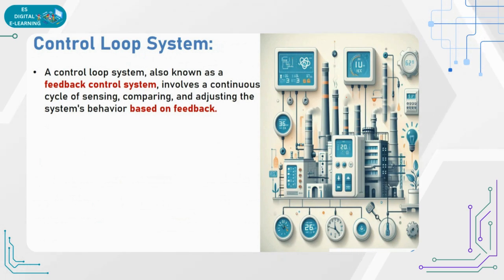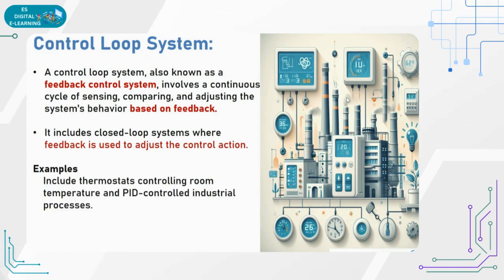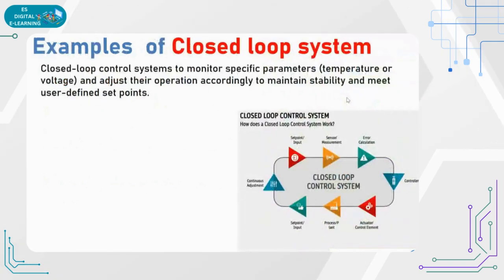The control loop system is also known as a feedback control system, where there is a continuous cycle of sensing, comparing and adjusting the system behavior based on the feedback. In real-time industries, where manual presence is not required, a person should not have to monitor and set the temperatures. It should adjust automatically, right? That's why the control loop system plays a major role in embedded systems, and it includes the closed loop where the feedback is adjusted. Examples of control systems are the PID controller, industrial processes, and controlling the room temperature.